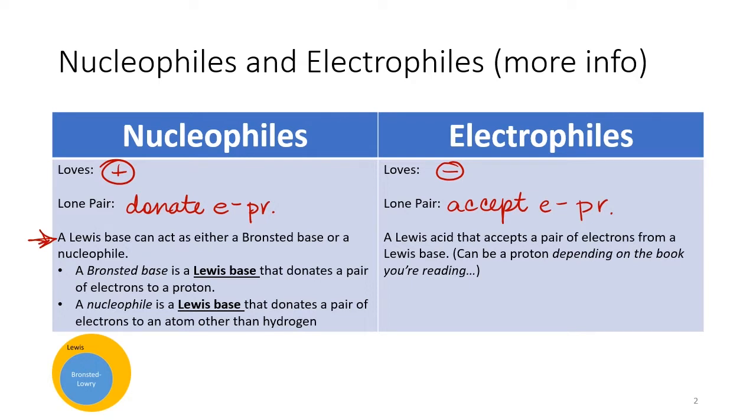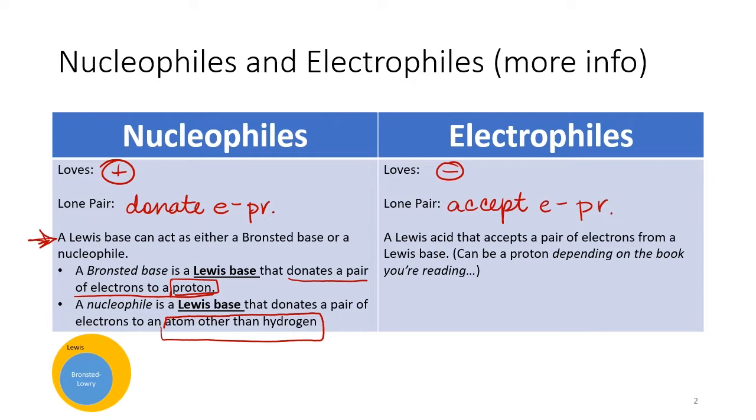A Lewis base can act either as a Bronsted base, which is a proton acceptor, right? Or a nucleophile. So a Lewis base is defined as a Bronsted base when it donates a pair of electrons to a proton, and that's the key. If it's donating to a proton, it is considered a Bronsted base. If it donates the pair of electrons to an atom other than hydrogen, it's considered a nucleophile.